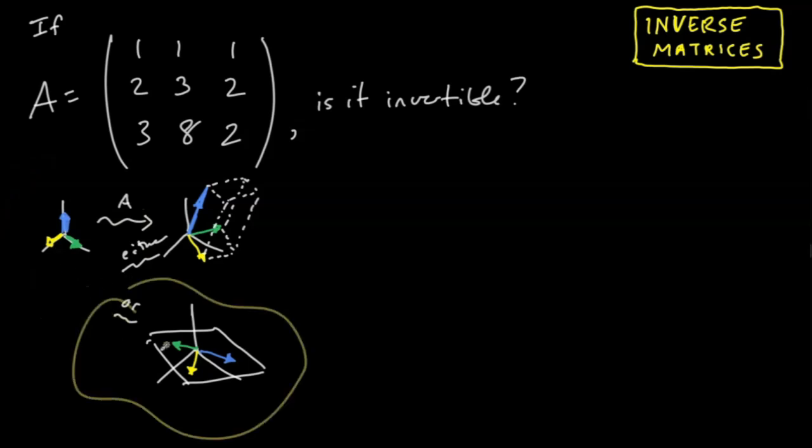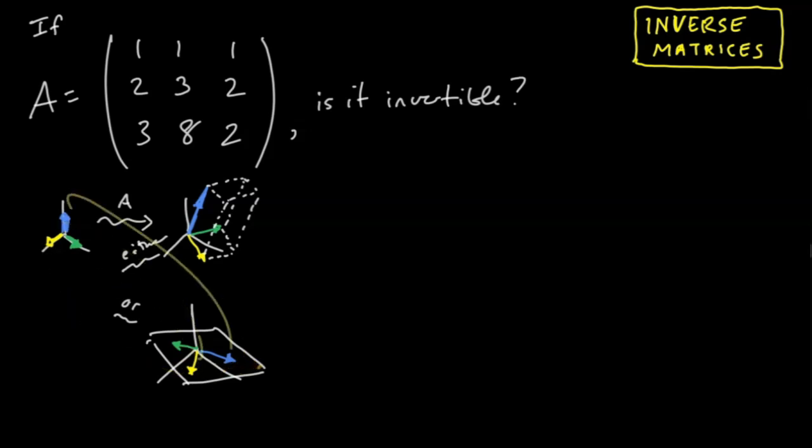Whereas, if this happens, we get that dimensional collapse. And every point in this plane will be hit, so to speak, infinitely many times by points in the domain. There will be infinitely many points in the domain that get mapped to every individual point in that plane, which means that we can't get back, which means that the map would not be invertible.